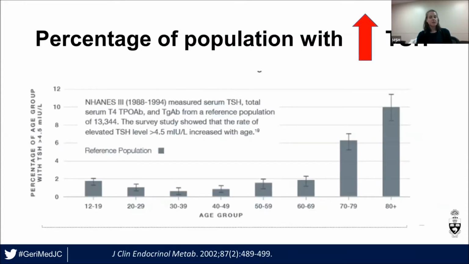The TSH increases with age, but also the percentage of the population with TSH over the upper limit of normal increases as we age. In the 80+ population, the bar graph on the right demonstrates that 10% of people over 80 have high TSH.